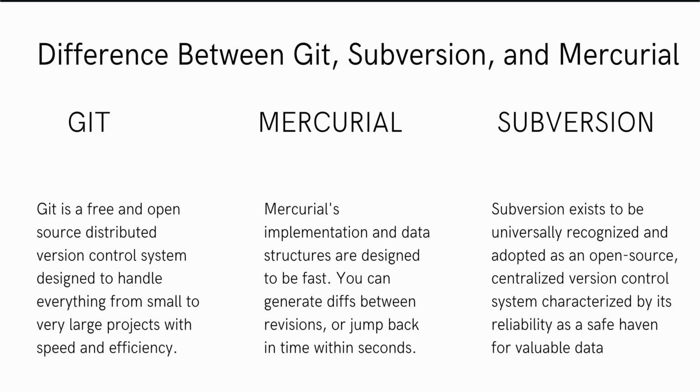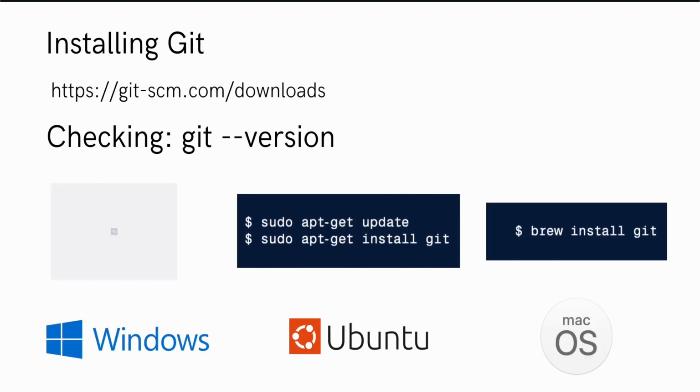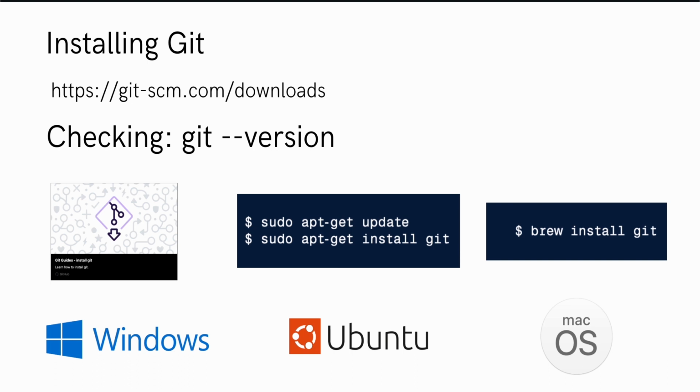So you can read about the differences here, but I'll take you quickly to how to install Git on your system. If you're on Windows, please quickly head to this link over here and download the software. If you're on a Linux system or Ubuntu, you can download Git by doing this. If you're on Mac, use Homebrew, then you can just do brew install git.